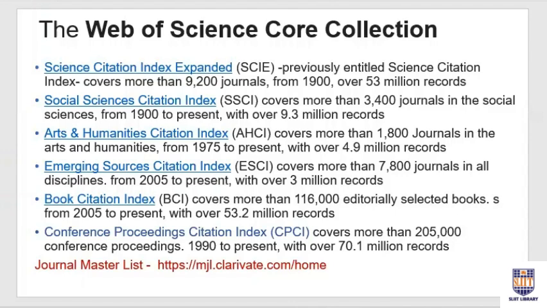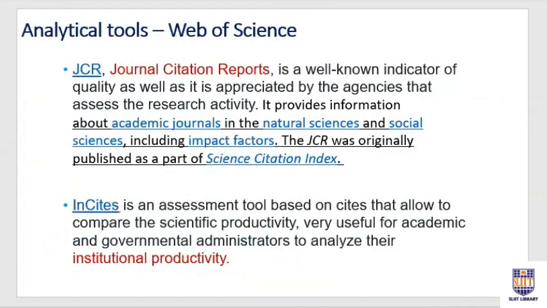You can see the master list of these resources through the Journal Master List. I am giving this link for you to search, on the clarivate.com homepage. It is over there. You can search the list only, right? So there are some analytical tools for you to understand how your journals are analyzed by the Web of Science.